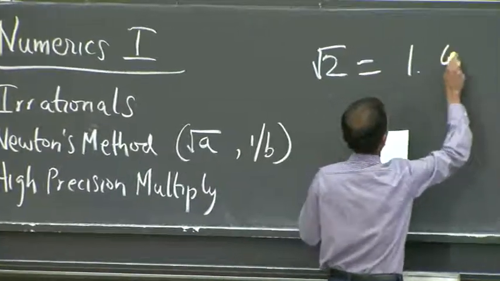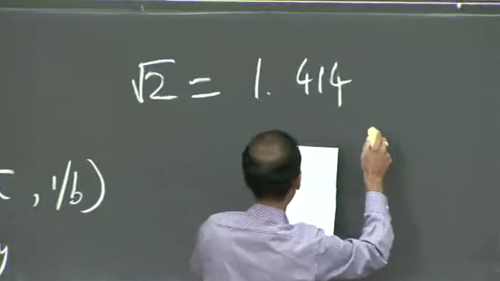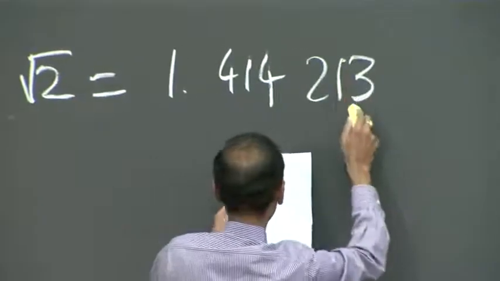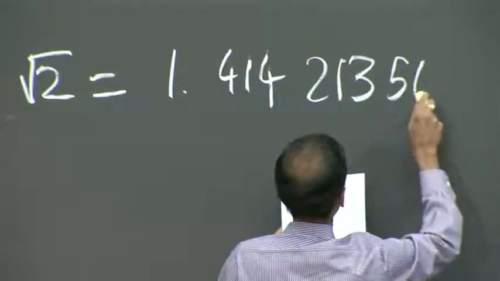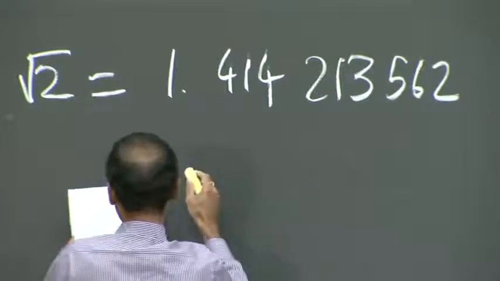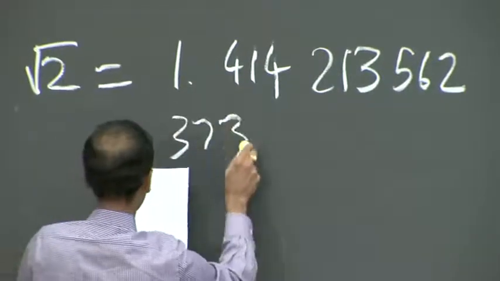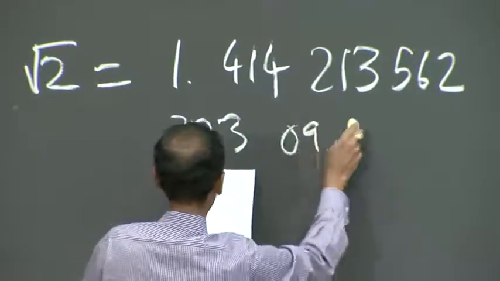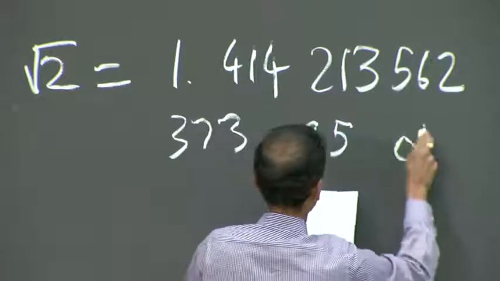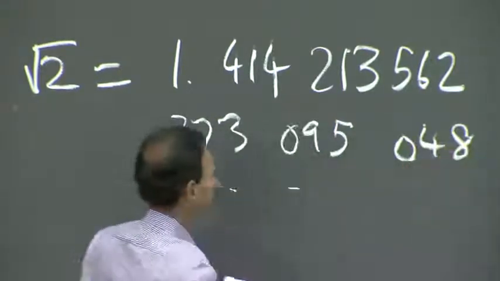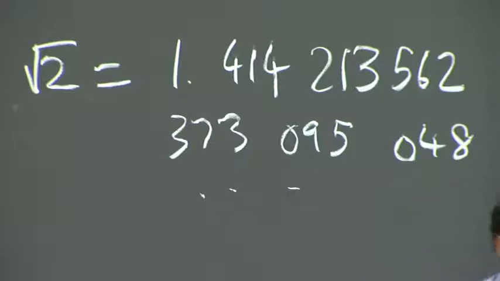So it's 1.414, and you probably all knew that. Then it's 213, 562, 373, 095, 048, etc. And I don't see a pattern there.